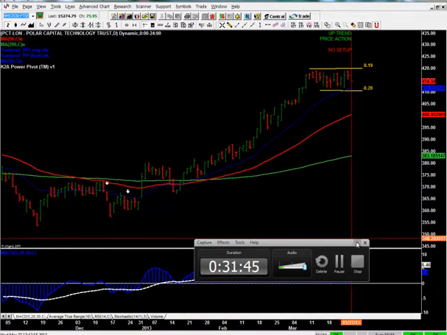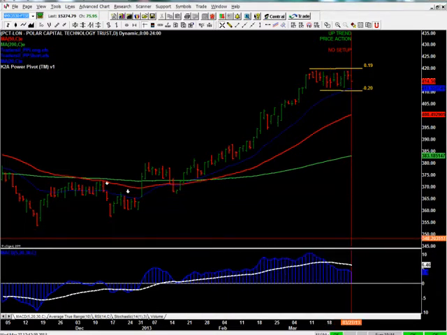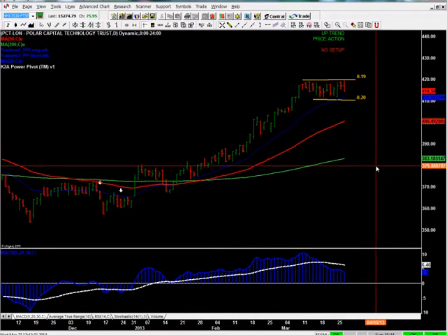Okay, so make sure you keep it mechanical and systematic. Look for clear moves out there. Trade with the trend. Look for high test bars and low test bars. Have your moving averages there in place. Put all the lines on it.